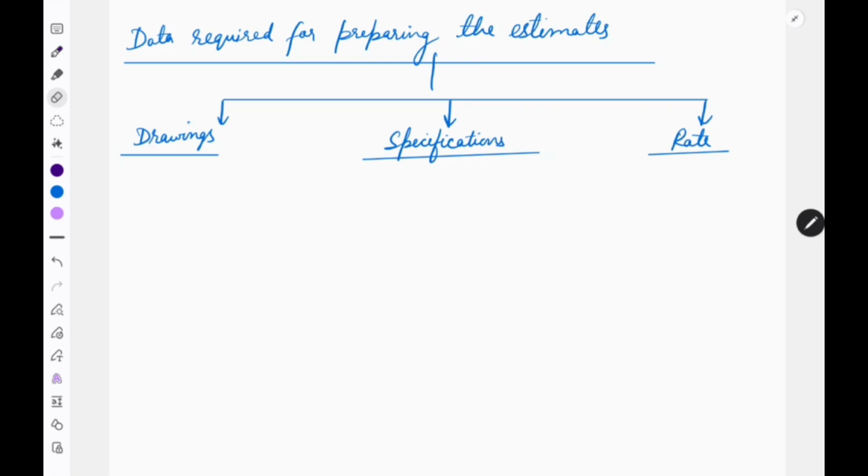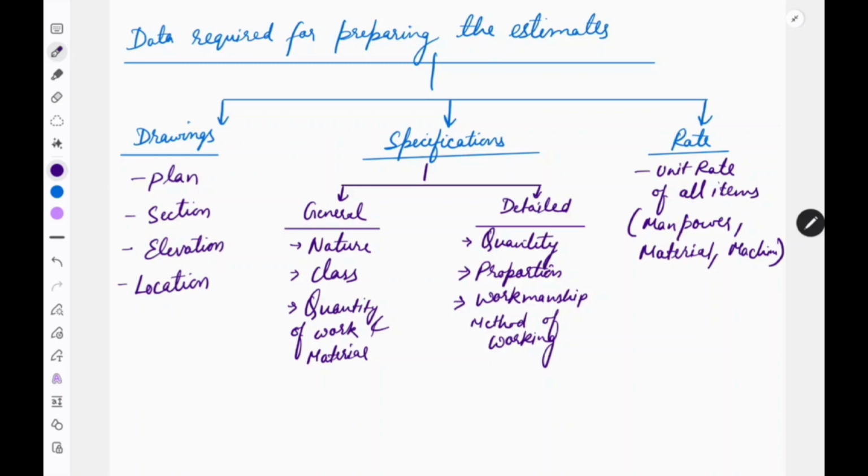Because for a general or a lump sum amount, we need to know the general specification, and during construction and in detail, we need the detailed specifications. And then next comes the rate. We need to know the rate of every manpower, material, or machine.